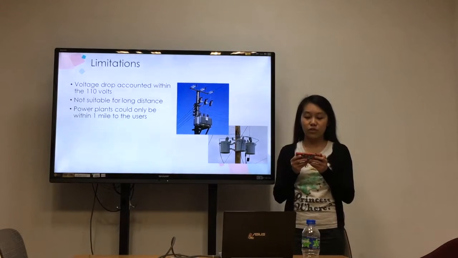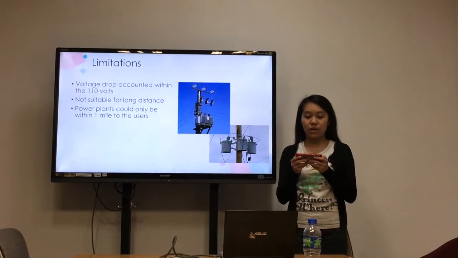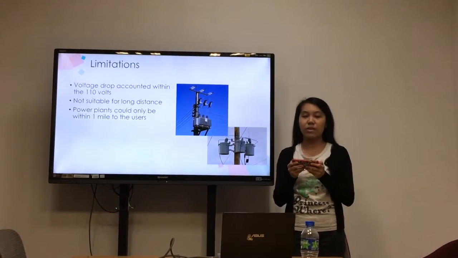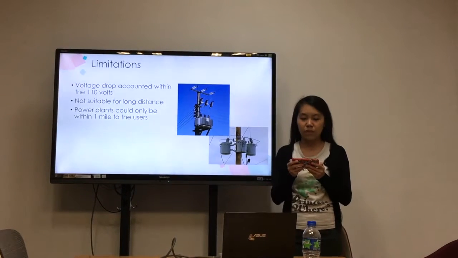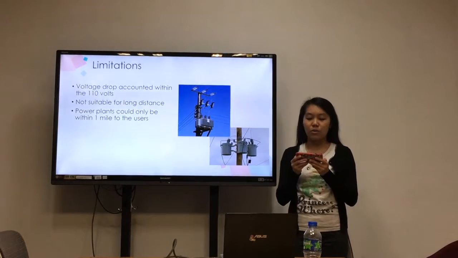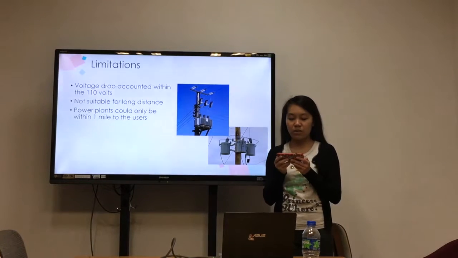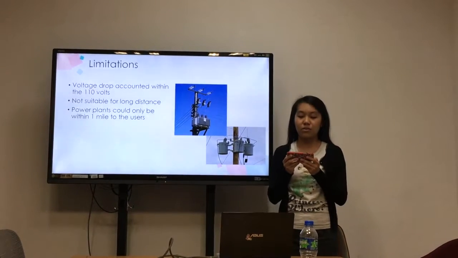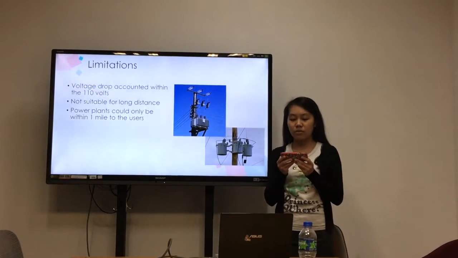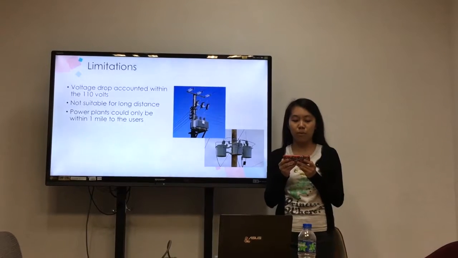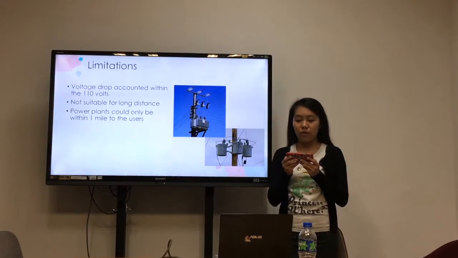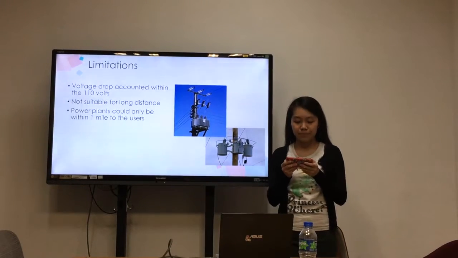Although the voltage drop resulting from the energy loss in the transmission of DC was taken into account within the 110 volts supply, it was not suitable for supplying electricity over long distances. The power station needed to be within 1 mile of its users for a stable energy supply.